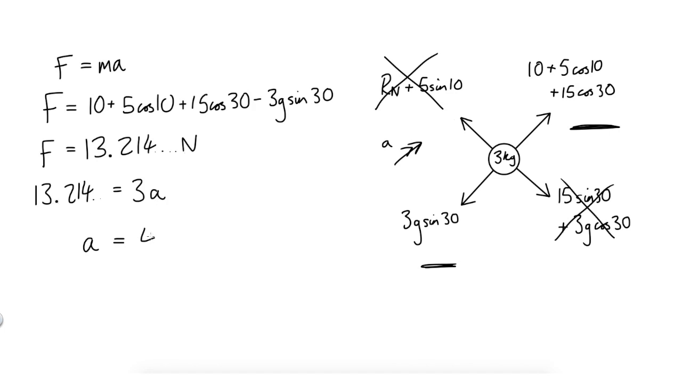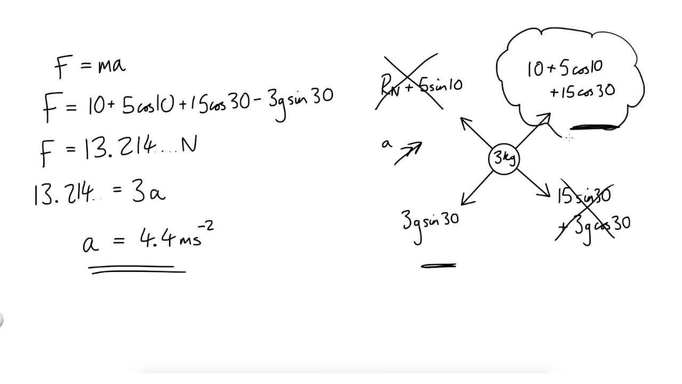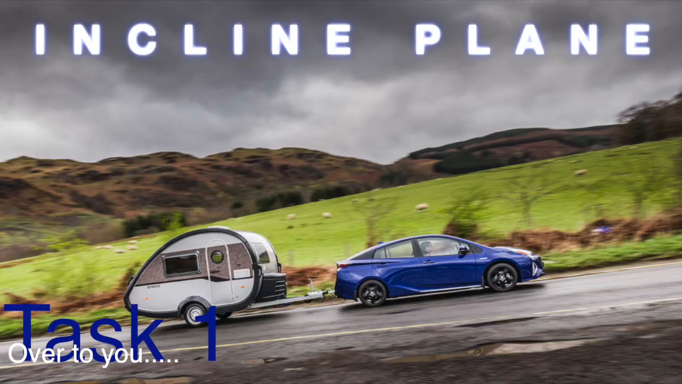So this gives me an acceleration of 4.4 ms to the minus 2. Okay, so what I did is I took this force here, which is my 3 combined forces up the plane. I took away my force down the plane. I used F equals ma, and then I divided by my mass as a final step to find the acceleration. Okay, with that method in mind, have a go at some of the questions on task 1.